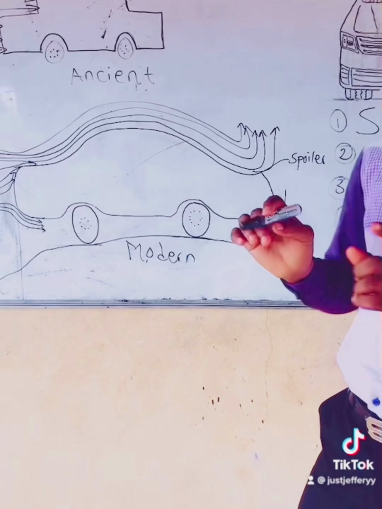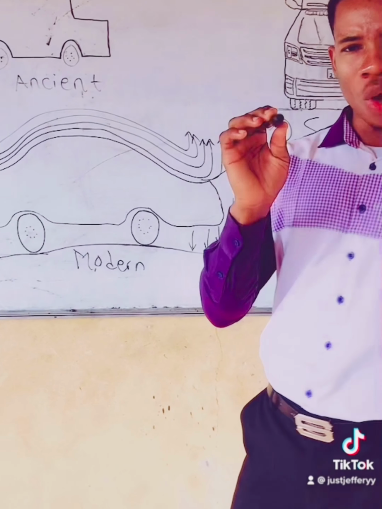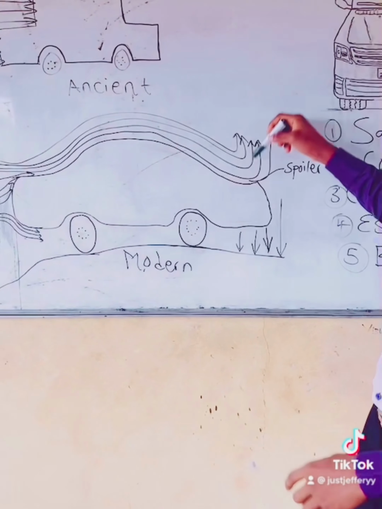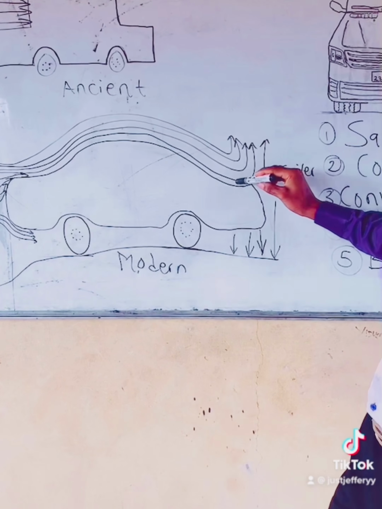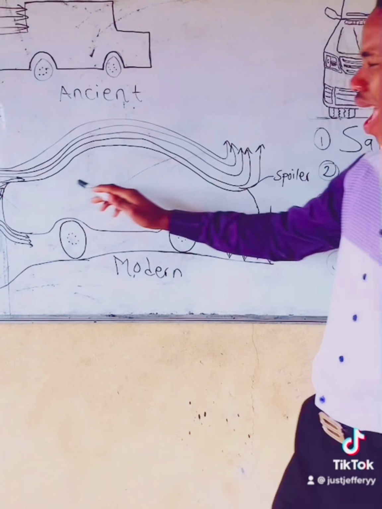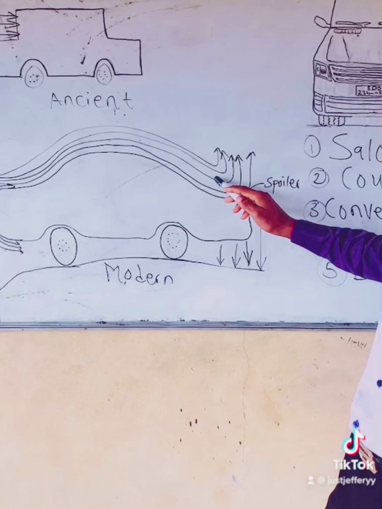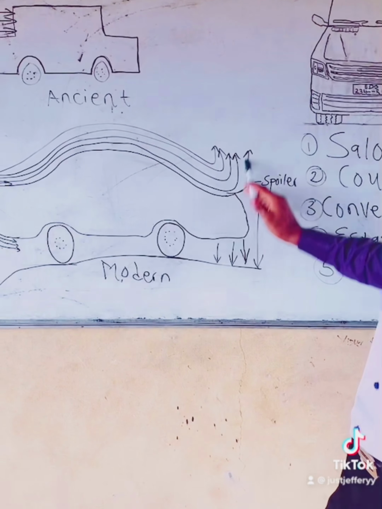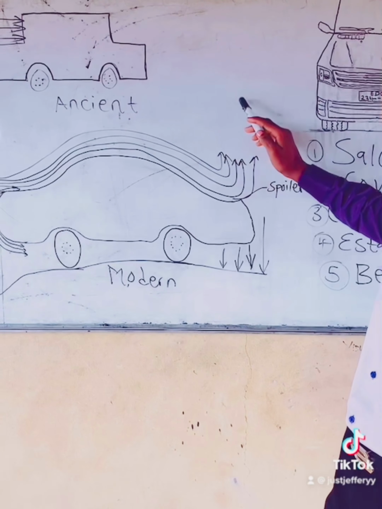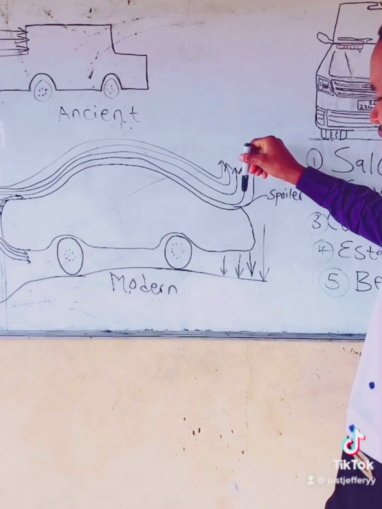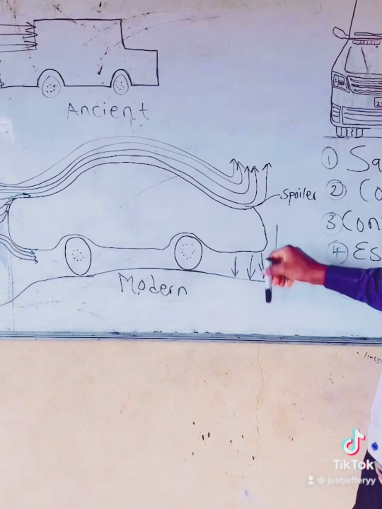And we all know that there's a law that states that to every action there is an equal and opposite reaction. That law is what was used in this play. So when the air coming from the front and passing through this slick styling gets to this point, it is forcefully pushed upwards, and as it goes upwards, it forcefully pushes the rear of this car downwards.